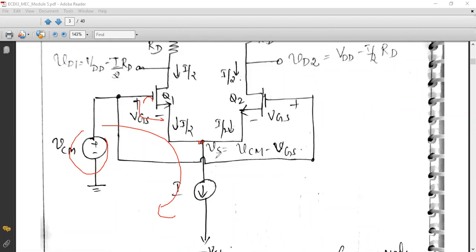Clear? Vs is equal to VCM minus VGS. Any doubts regarding this equation? Are you comfortable with this? Any doubts?